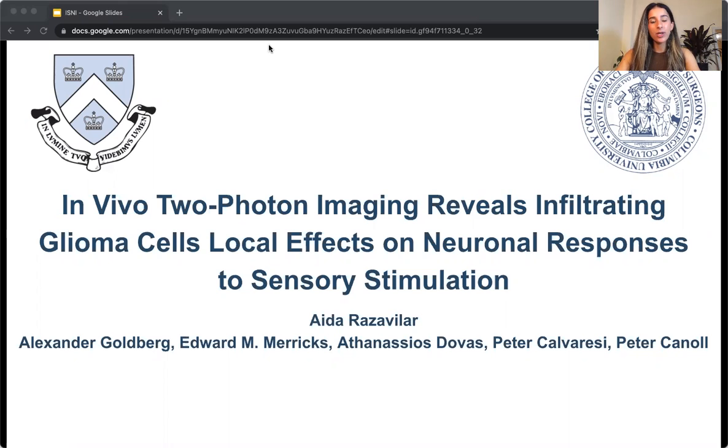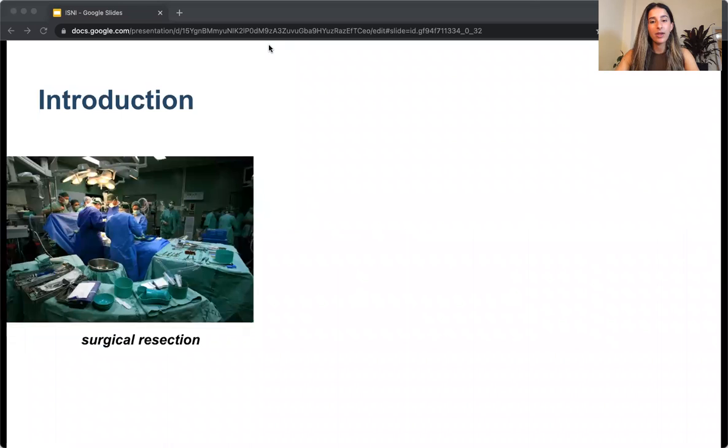As entitled in this work, in vivo two-photon imaging reveals infiltrating glioma cells' local effects on neuronal responses to sensory stimulation. Before jumping in, it's helpful to provide some background into the experimental impetus behind our work.